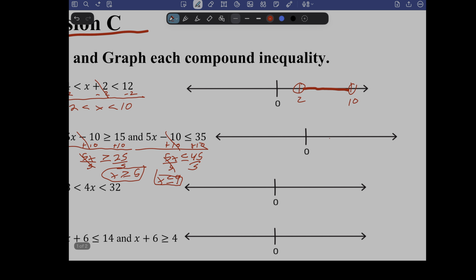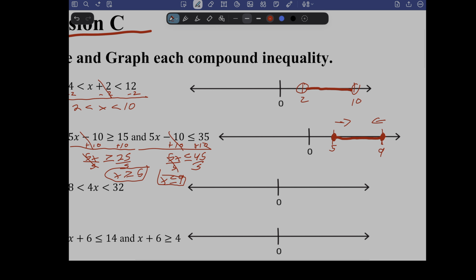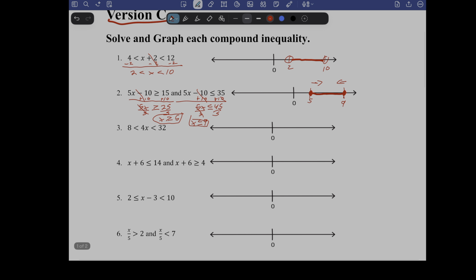All right, so the first thing I'm going to do is put a dot at 5 because there is an equal sign. I'm also going to put a dot at 9, okay? Now, I notice my x's have to be greater than 5, but they have to be less than the 9. And so once I do that, I can tell that my answer is going to be everything that's in between them, okay? So there's number 2. Let's go on to number 3.